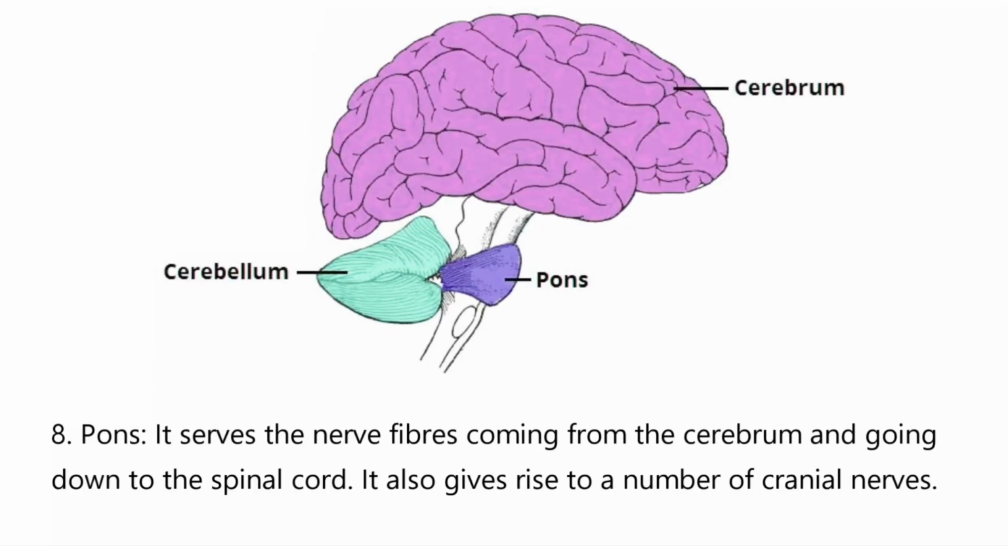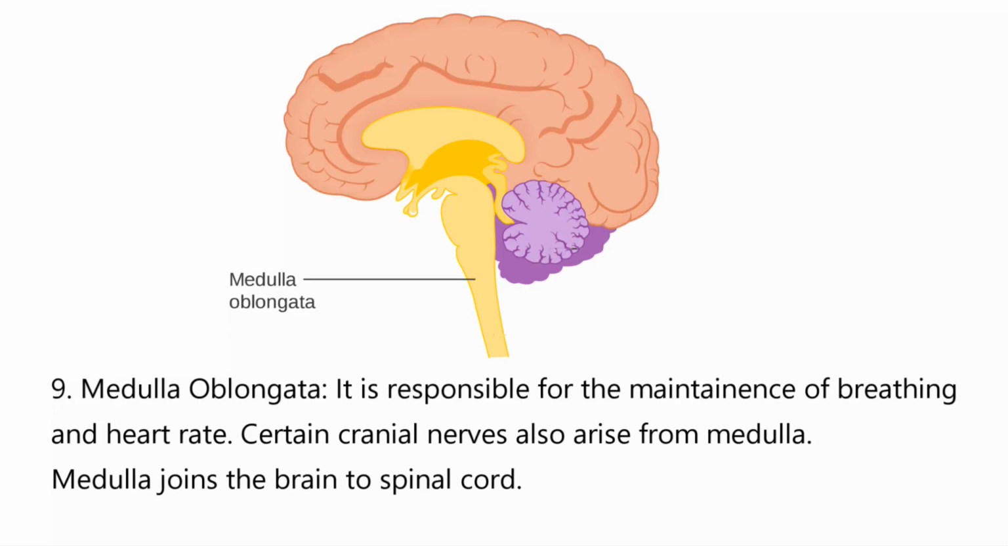Pons. It serves the nerve fibers coming from the cerebrum and going down to the spinal cord. It also gives rise to a number of cranial nerves. Medulla oblongata. It is responsible for the maintenance of breathing and heart rate. Certain cranial nerves also arise from medulla. Medulla joins the brain to spinal cord.